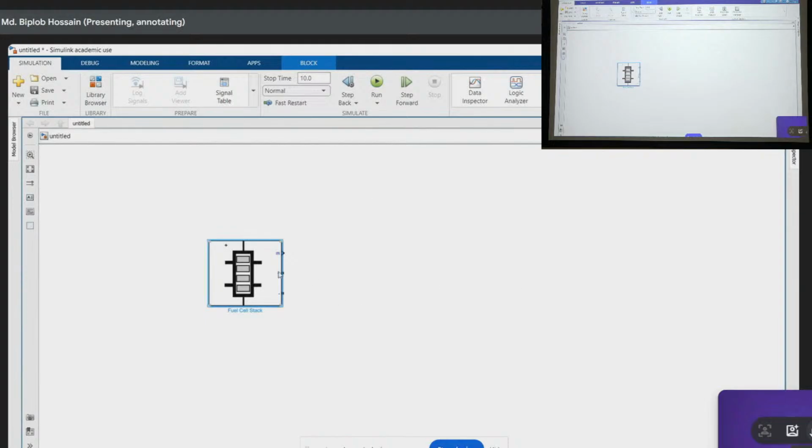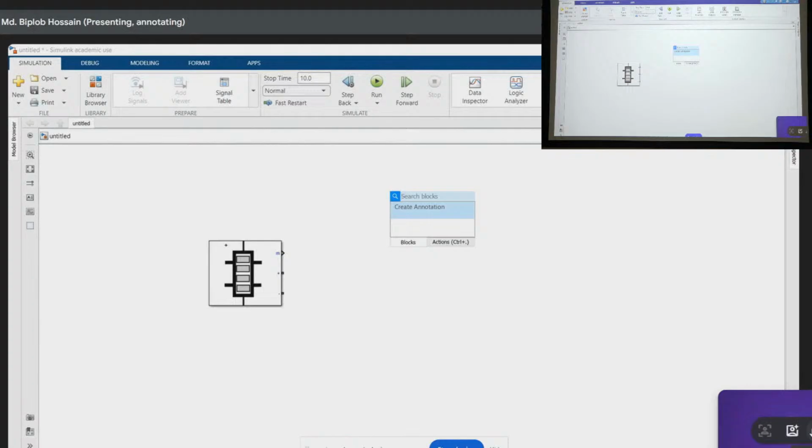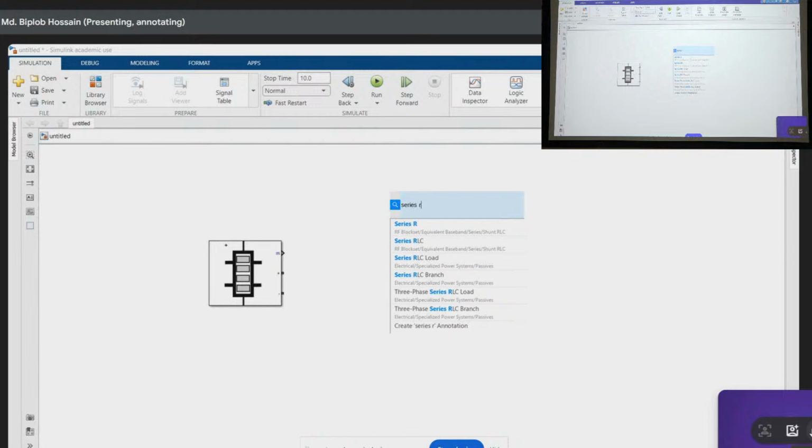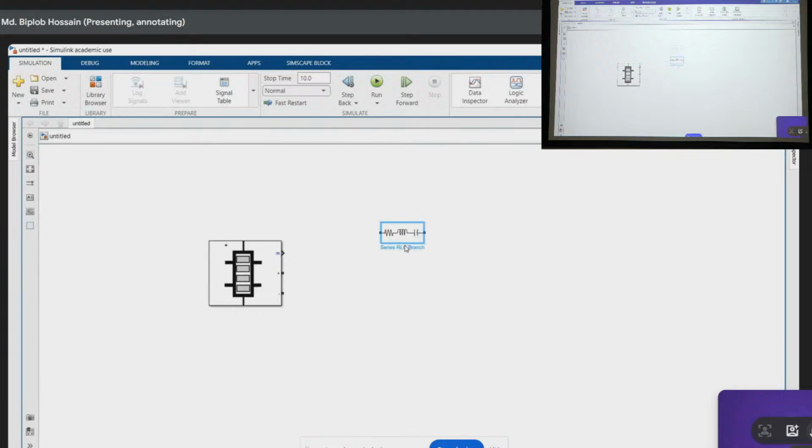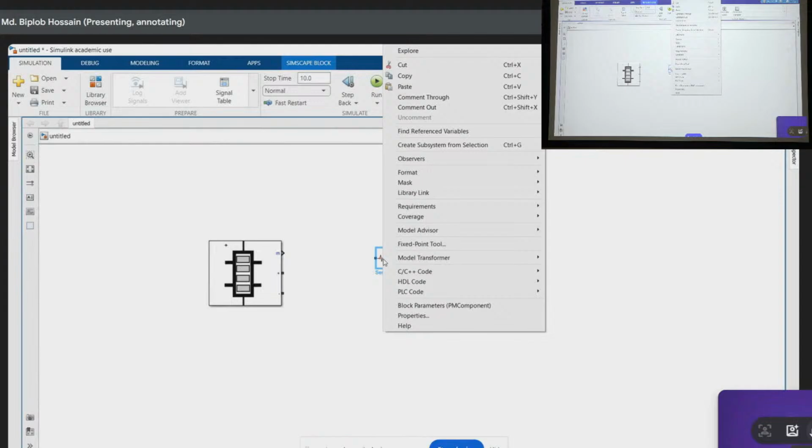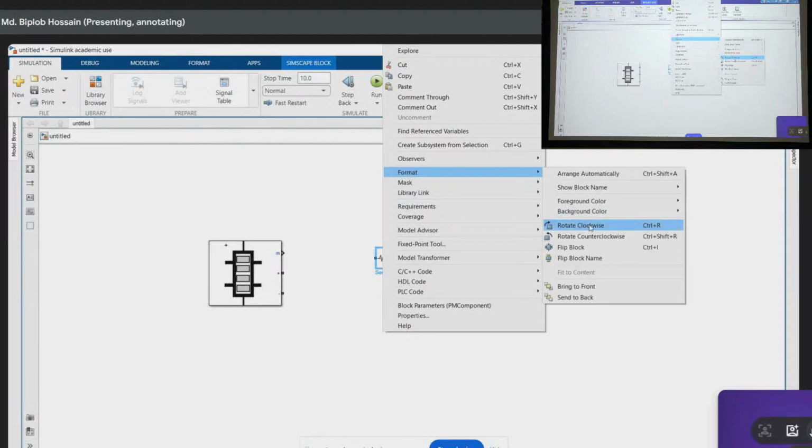From here we can connect any load across the positive and negative. Again the same thing: if we need any component at any time, just double click and type series RLC branch. For example, we are taking this one. If you click here, we can do some rotations, orientations or formatting.